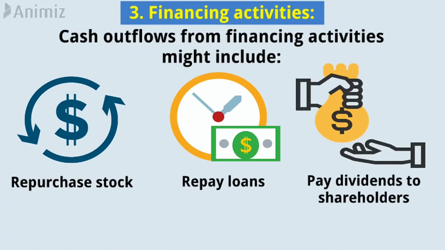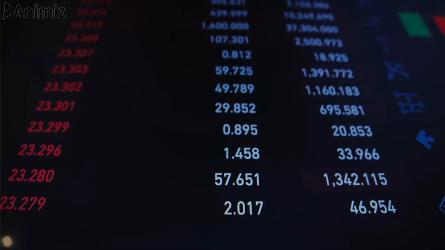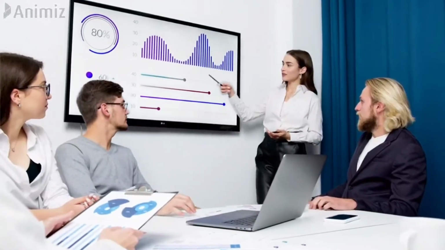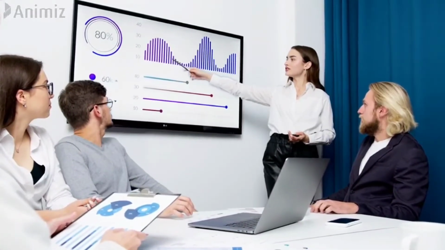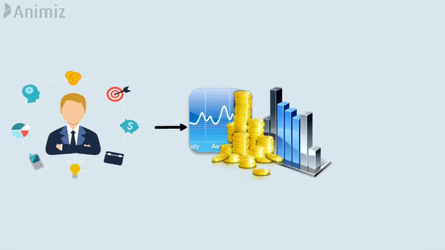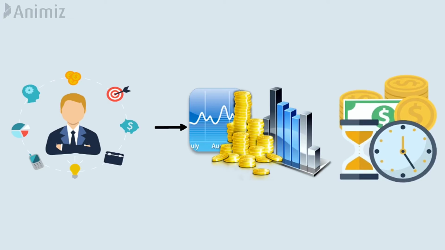to shareholders. By looking at the cash flow statement and analyzing each of these sections, stakeholders can gain a better understanding of a company's cash position and cash flow trends over time. This information can help them make informed decisions about investing in or lending money to the company.